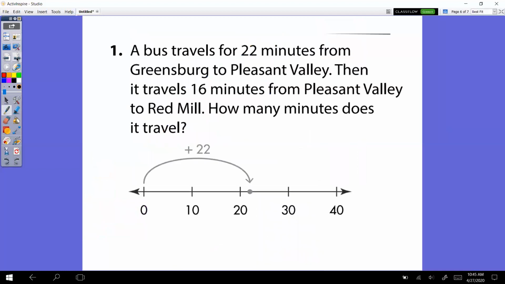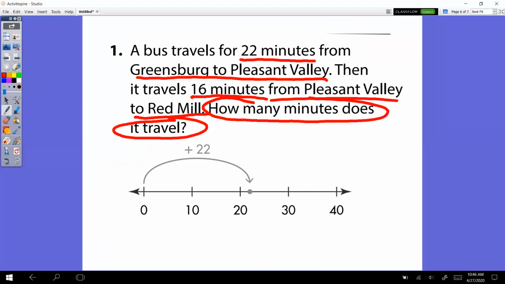Let's look at the next question. Let's look at question number 1. A bus travels for 22 minutes from Greensburg to Pleasant Valley. Then it travels 16 minutes from Pleasant Valley to Red Mill. How many minutes does it travel? So this is a 2-part question as well.